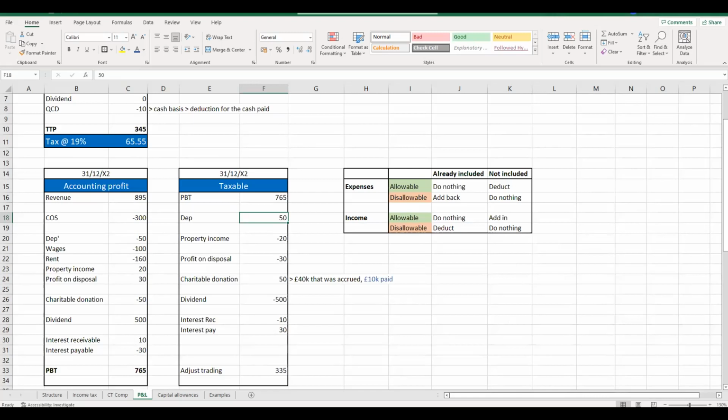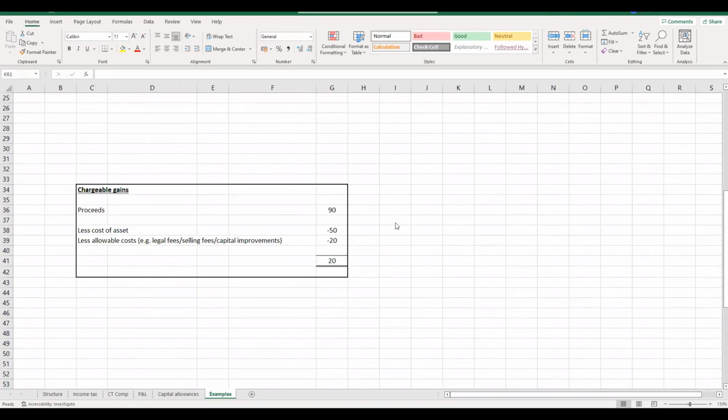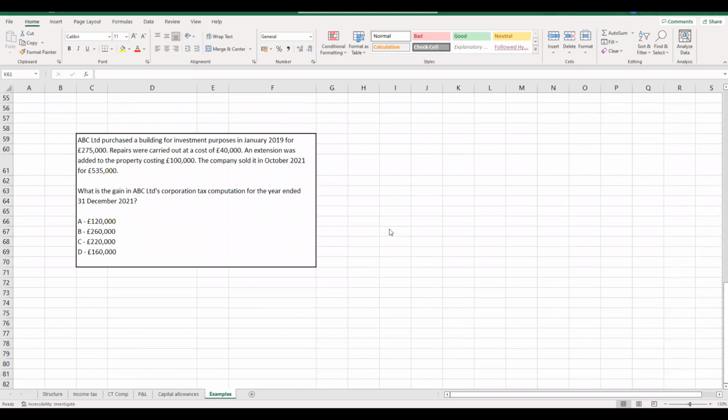It tends to come up that when it comes up with those scenario questions, they will more often than not just give you the actual gain number. But as we saw, it's not a hugely complicated calculation in terms of arriving at that chargeable gain. So we'll have a quick look at an example question now. The question we'll look at is this one.